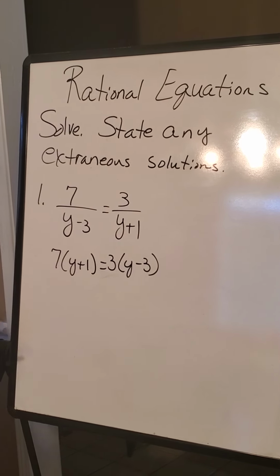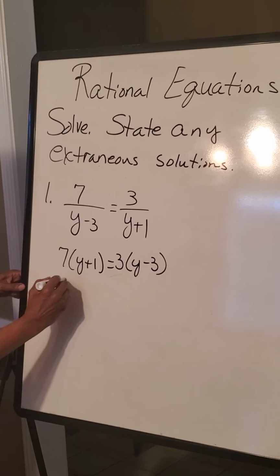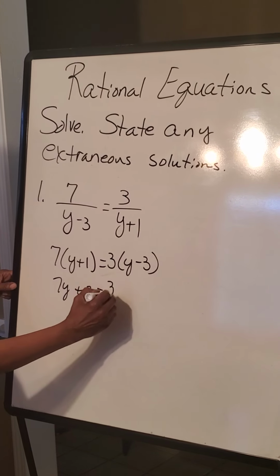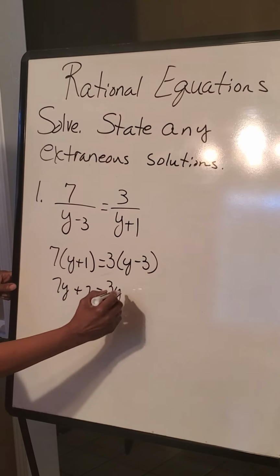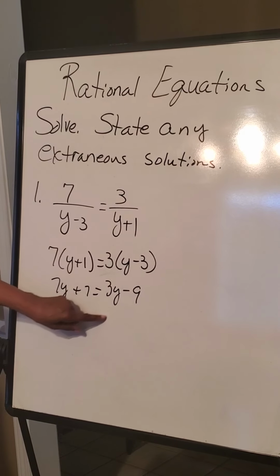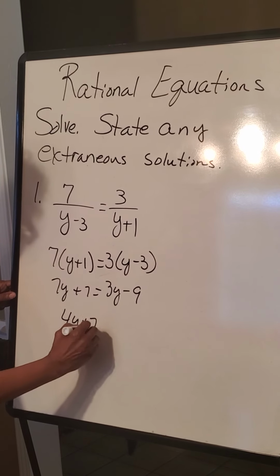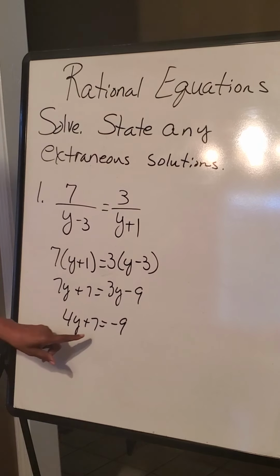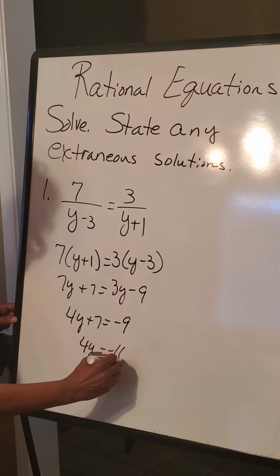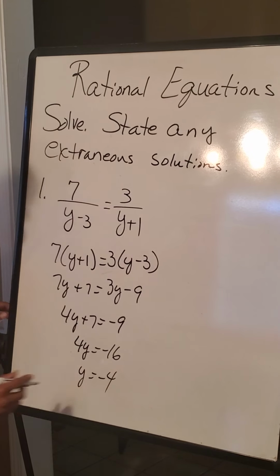Now let's clear the parentheses by using our distributive property. 7 times y is 7y, and 7 times 1 gives us 7. 3 times y is 3y, and 3 times a negative 3 is a negative 9. I need to solve for y, so I'm going to transform the 3y. That will give me a 4y. Transform the 7. Then divide by 4, so my y is a negative 4.